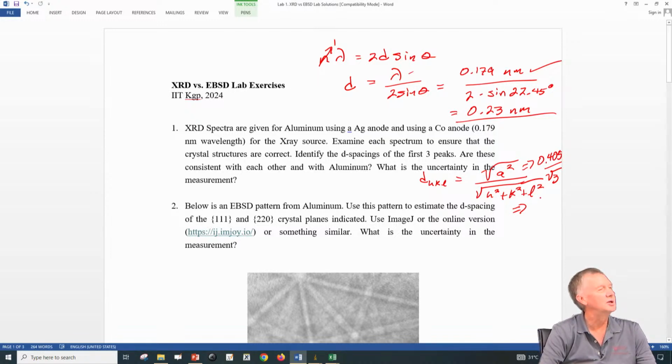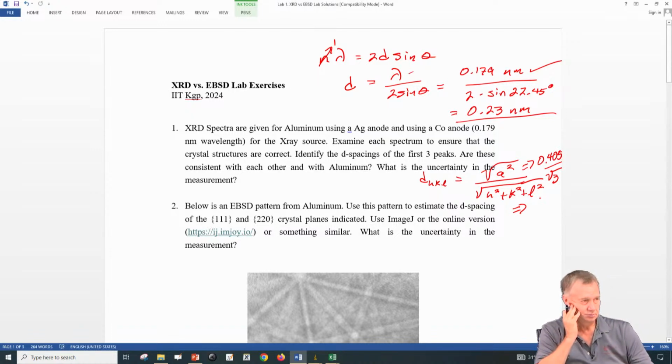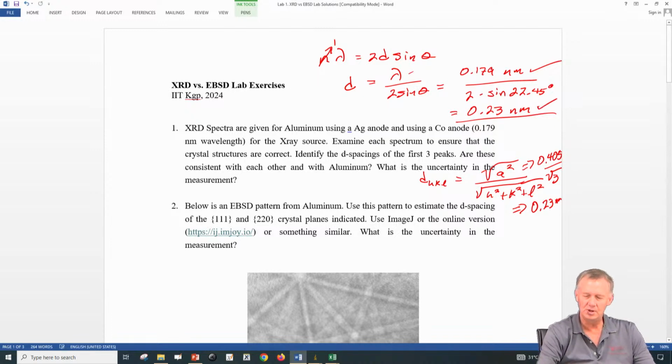What did you get? 3.9. That doesn't seem right. 0.405 divided by the square root of 3. Throw that calculator away, try another one. 0.23? Okay. So that means it's consistent. What we got from the measurement was consistent.